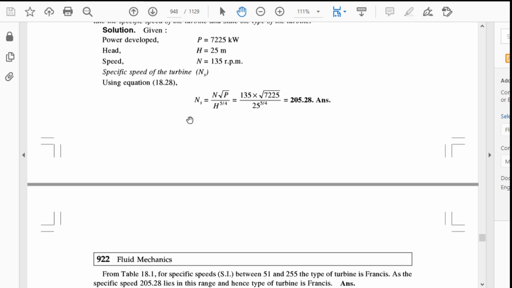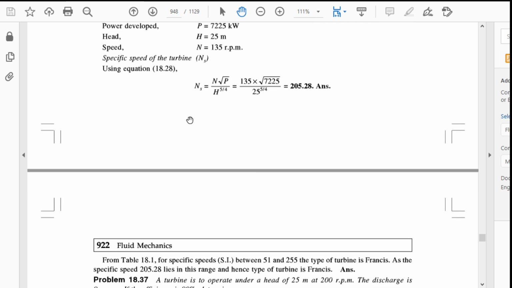Now by using this value from the above table, as this is the SI system of units, this specific speed lies between 51 to 255. So the turbine is a Francis turbine, as it ranges between 51 to 255.